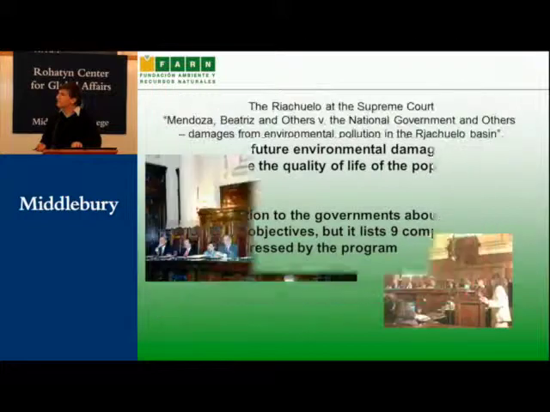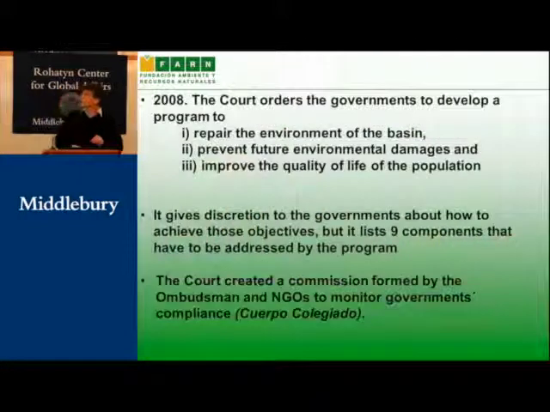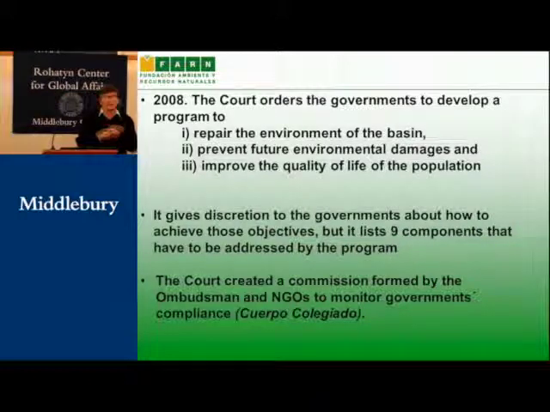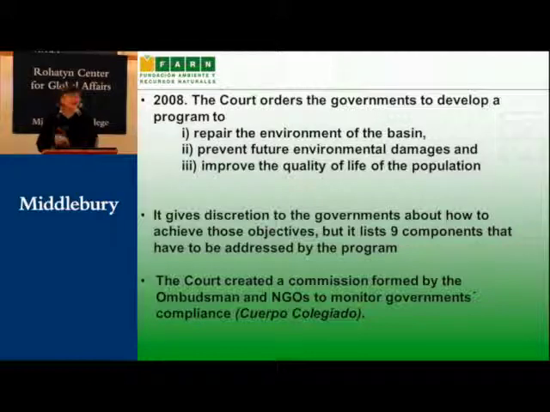And the court, between 2006 and 2008, developed a procedure of public hearings in which NGOs and local residents could come to the court and explain their concerns and pose questions to the government officials. In 2008, the court finally issued its final order and ordered the governments to develop a program to repair the environment of the basin, prevent future environmental damage, and improve the quality of life of the population living in the basin.